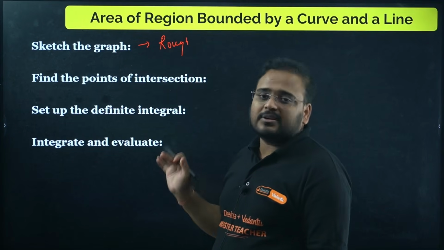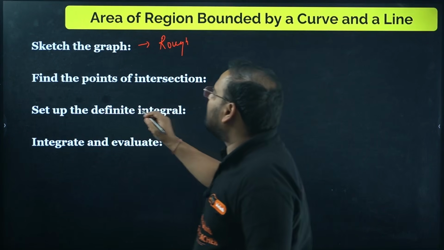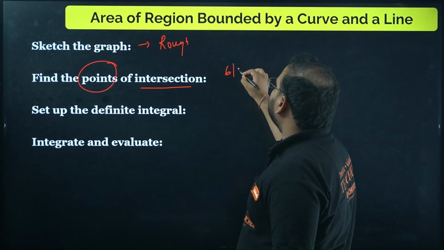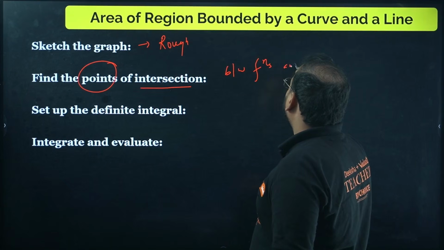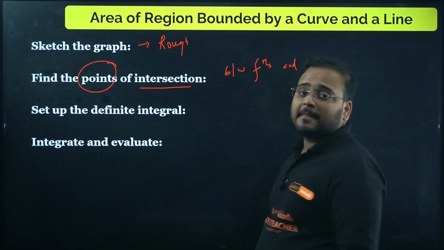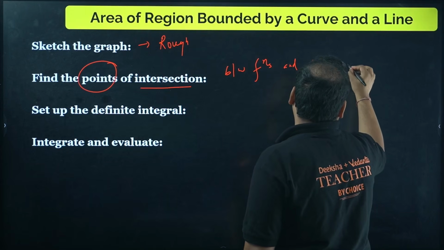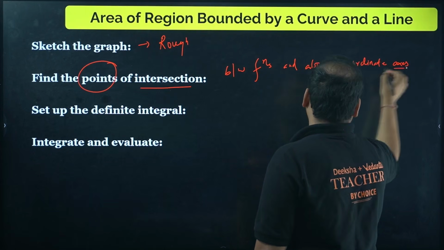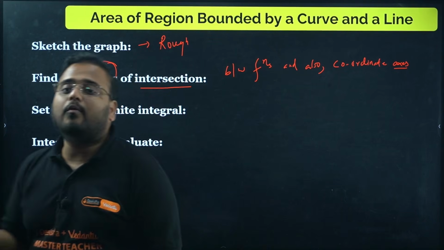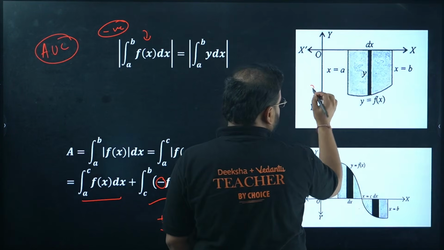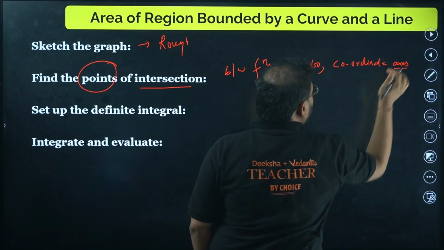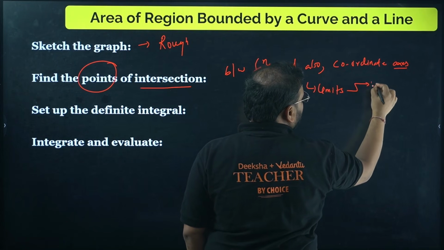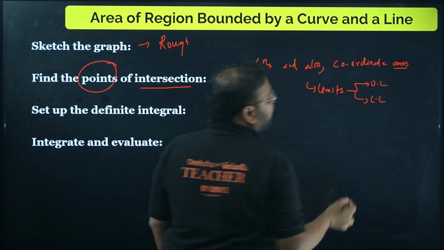Now, once that is given, of course there will be straight lines or some other functions. So find the points of intersection, between the functions and also with the coordinate axes. Why is it important? Because only then do you get to know the limits. What limits, sir? Both the upper limit and the lower limit for the definite integral.